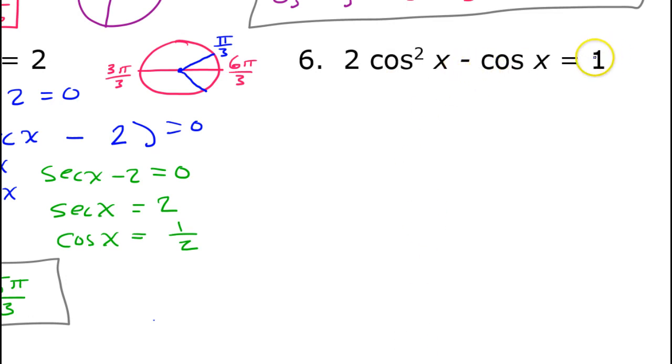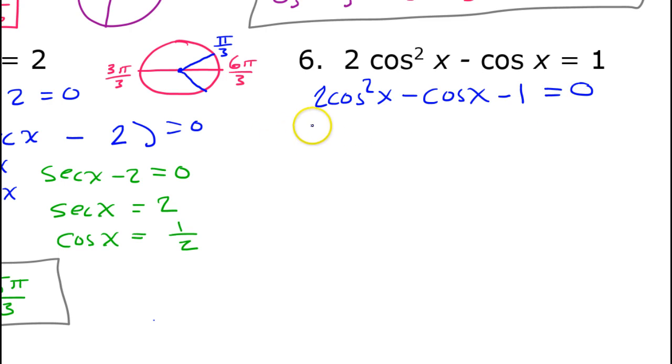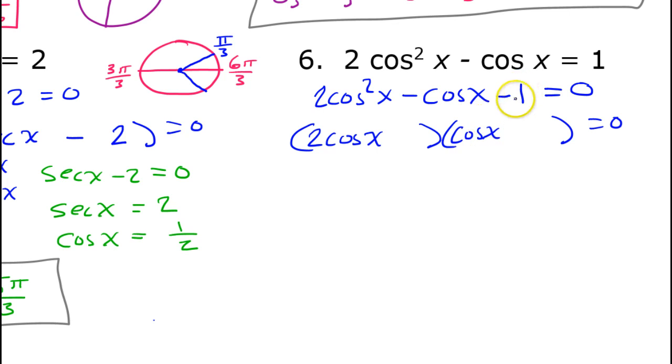Okay, so I'm going to want to factor this. I need 0 on one side, so I'm going to subtract 1. So that's going to give me 2 cosine squared x minus cosine x minus 1 is equal to 0. So now I'm ready to factor. This first term can only factor as 2 cosine x times cosine x. Then I see this number 1. That can only factor as 1 times 1.